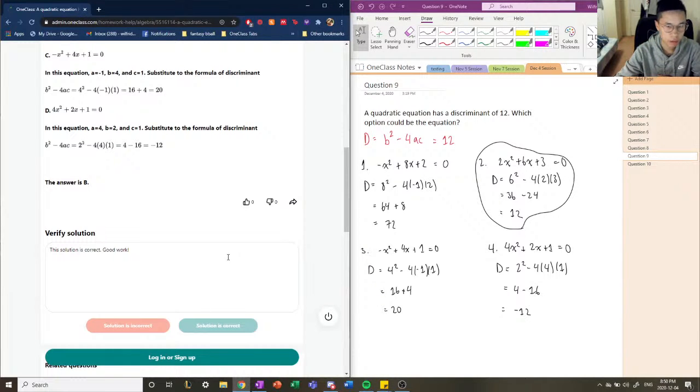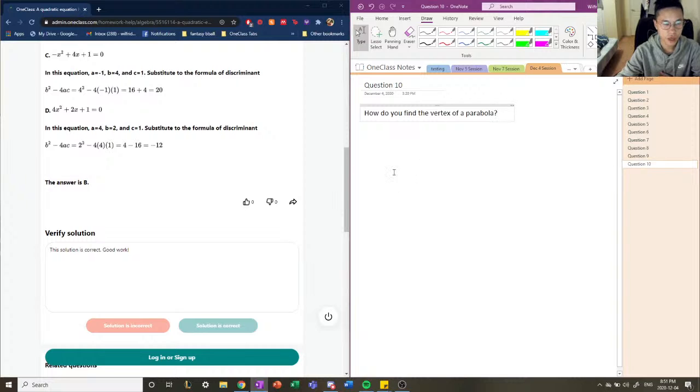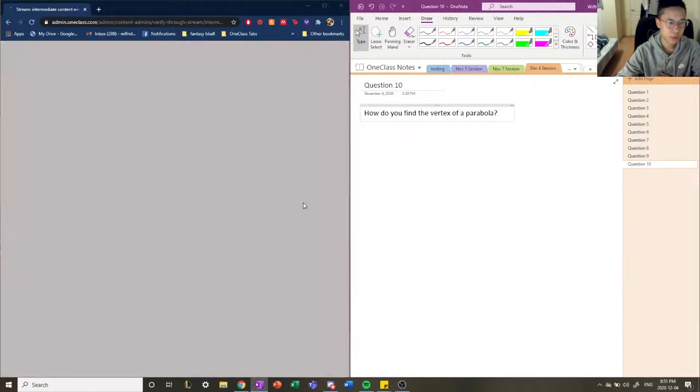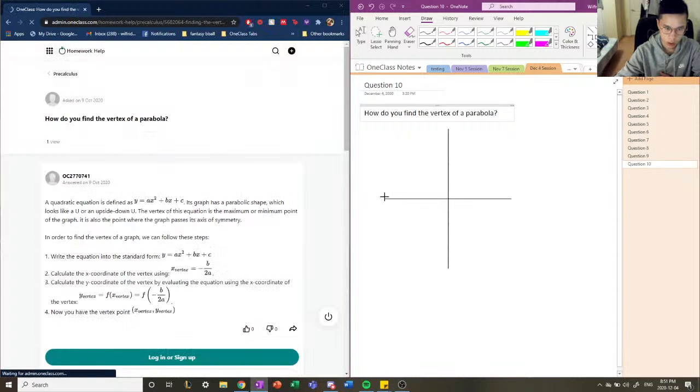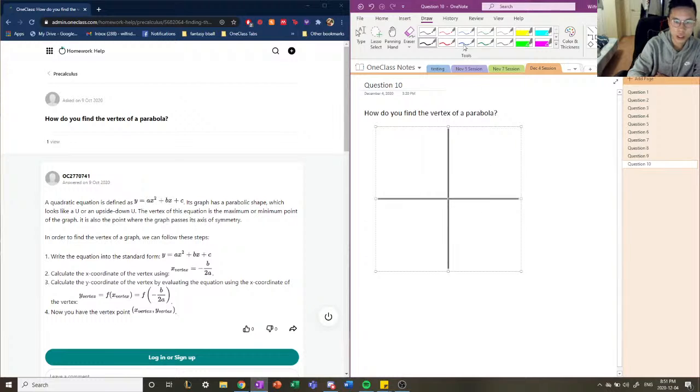All right, finally, we'll move on to our last question of the day, which is how do you find the vertex of a parabola? While my question is loading here, I'll continue on. So the vertex of a parabola, like I've taught in the past, is the maximum or minimum value of a parabola. A parabola can have two orientations. The first orientation is facing downwards, like this, and in this case the vertex will be a maximum. The other orientation, if it's facing upwards, the vertex is going to be the minimum.